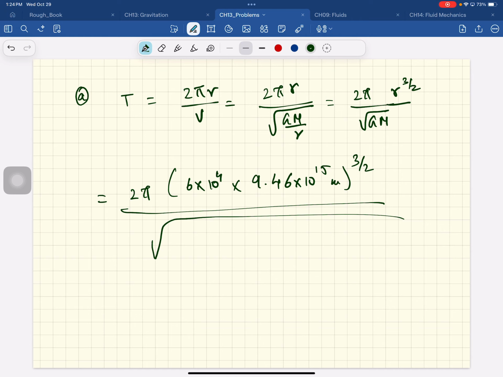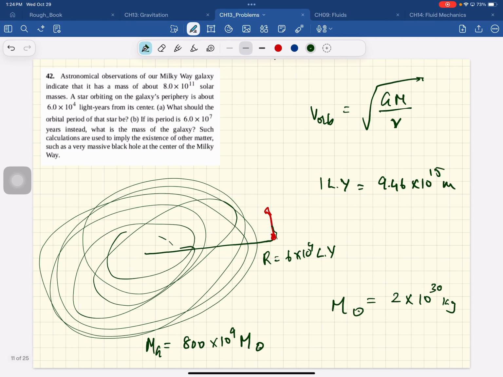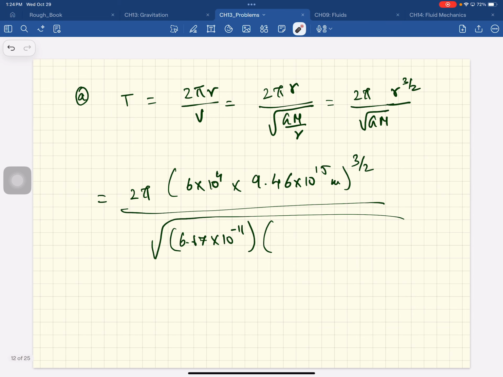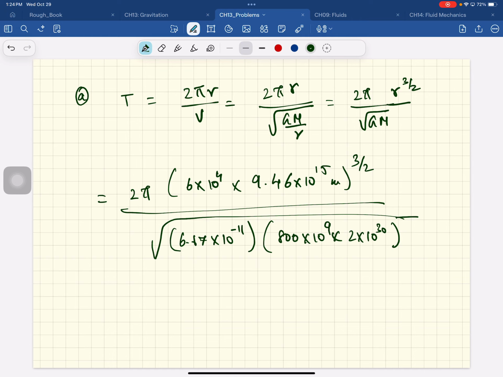G is 6.67 times 10 to the minus 11. And the mass in that galaxy is 800 billion solar masses. So all this mass is 800 billion solar masses, 800 times 10 to the 9, and each solar mass is this much. Okay. So this is what the orbital period should be.